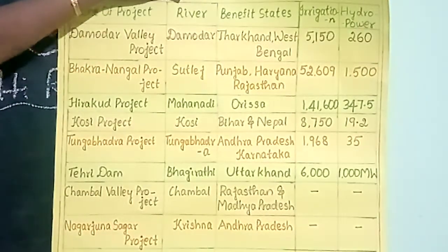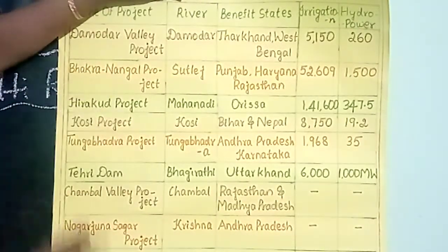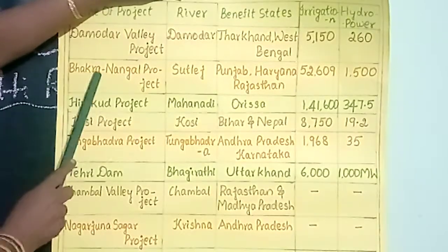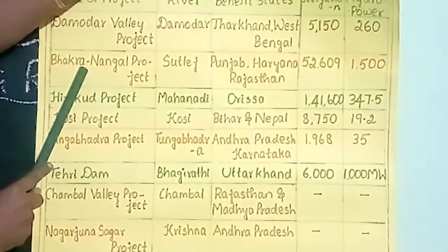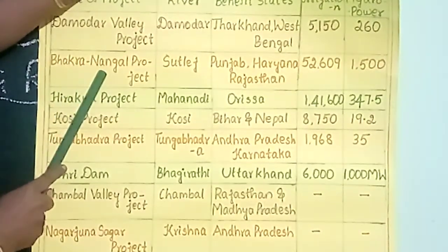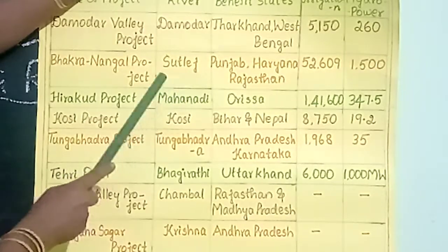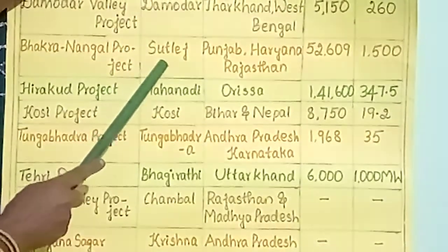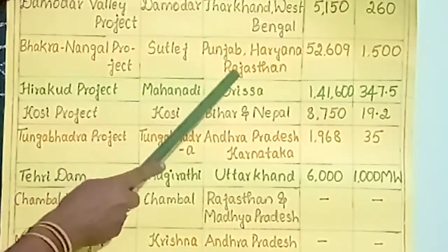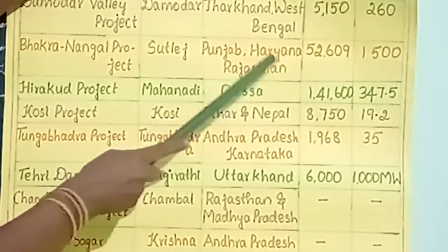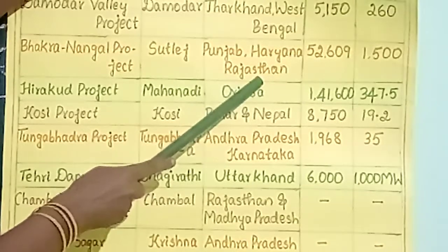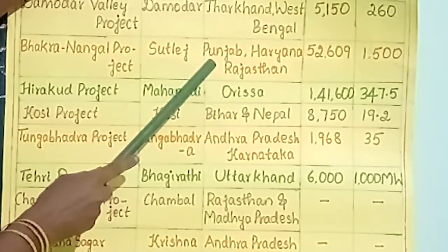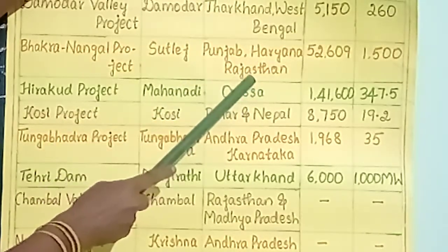Then the second one is the Bhakra Nangal project. It is a dam built across the river Satluj. The benefited states are Punjab, Haryana, and Rajasthan.